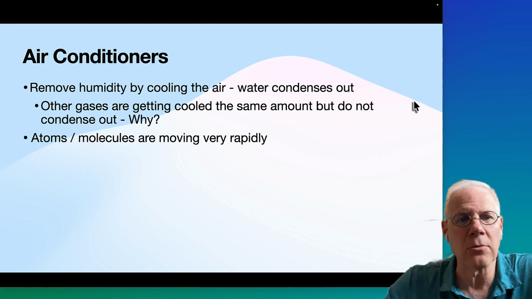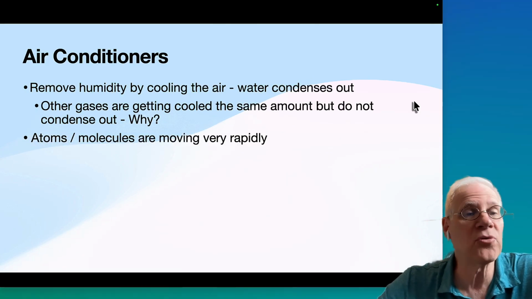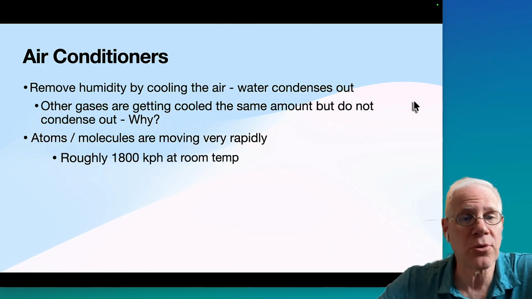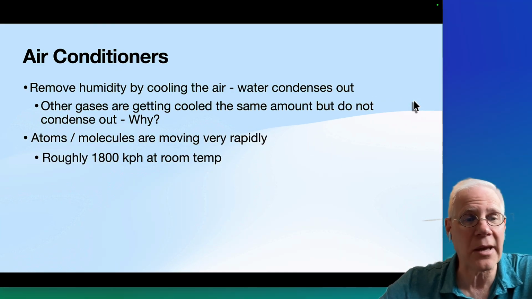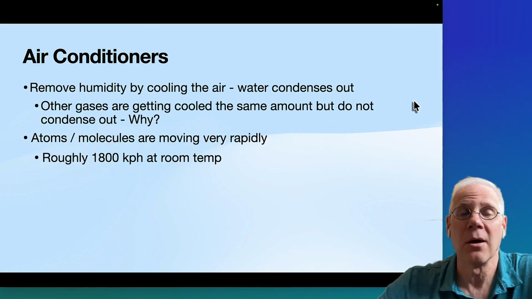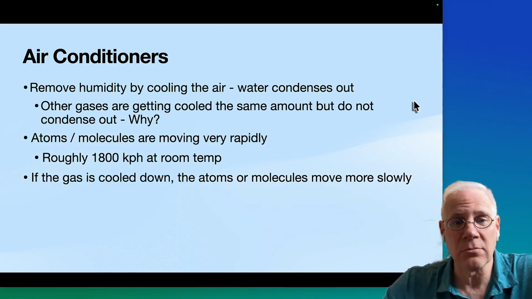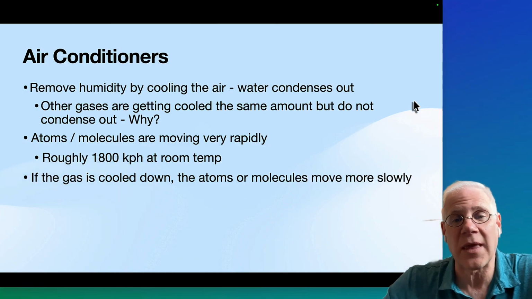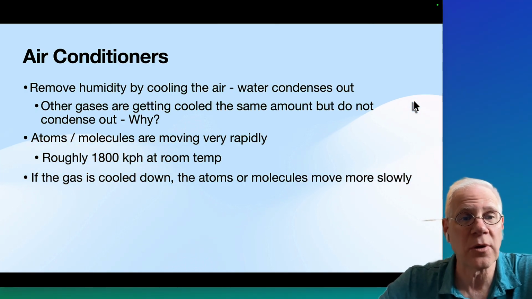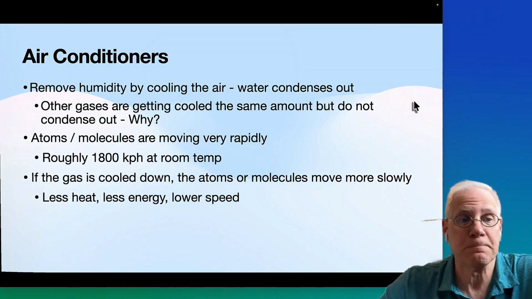So let's think about what's happening inside of our gas that's passing through an air conditioner. You've got atoms and molecules moving very rapidly due to thermal energy. At room temperature, molecules are moving, give or take, 1,800 kilometers per hour. That's pretty fast. Now, if we cool a gas down, we remove thermal energy, which removes kinetic energy, and so the atoms or molecules begin to move a little bit more slowly. So less heat, less energy, lower speed.